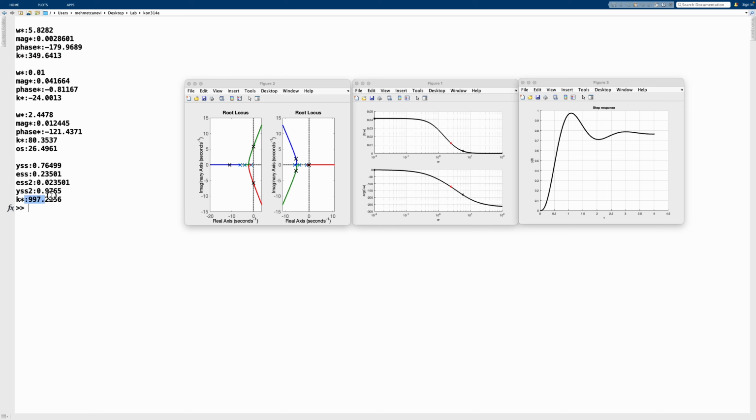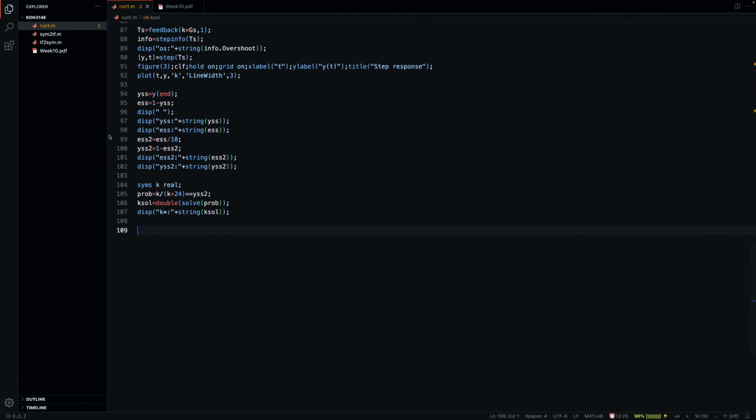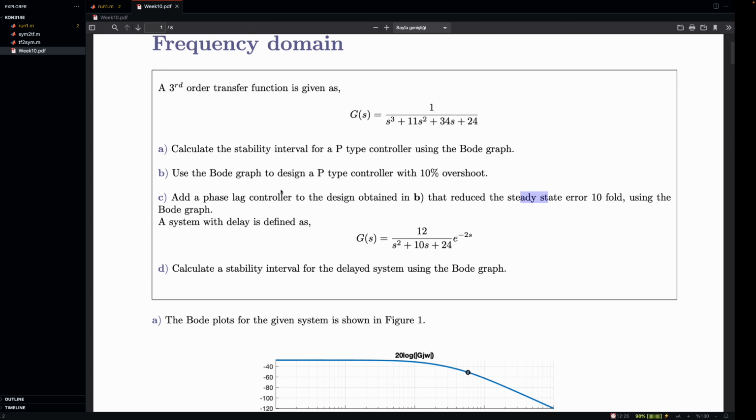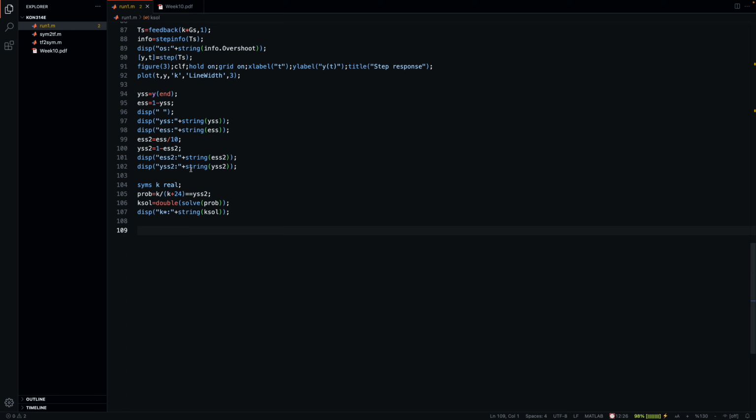I might want to use this value here, but it's not possible because the stability bound is 350. And of course, I will not have 10% or 26% overshoot here. The requirement is given as follows. It should be a phase lag controller that shouldn't change basically the design that much. So we are still aiming for 10% overshoot. And it should also reduce the steady state error by tenfold.